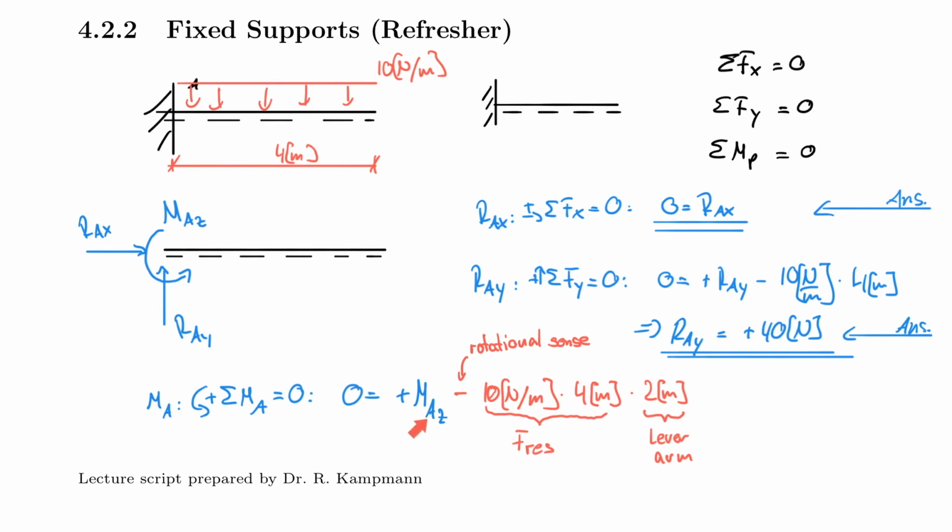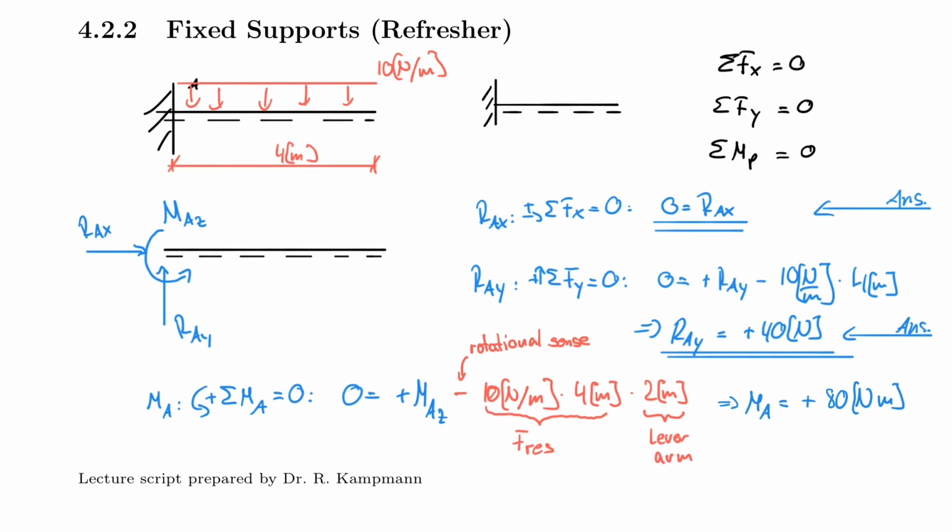Always take the sum of the moments about that point where the cantilever is supported, so that you can use this equation where RAY and RAX do not influence this equation. Nevertheless, we can now calculate that our MA is actually equal to what? 40 times 2, and that is positive. So plus 80 Newton meters.